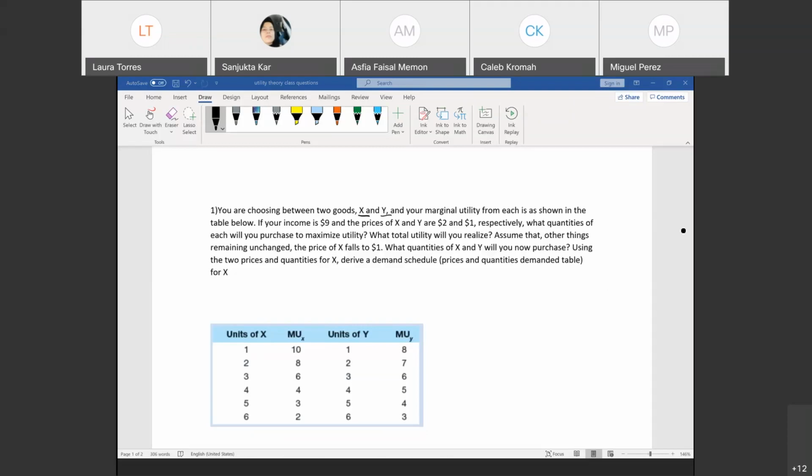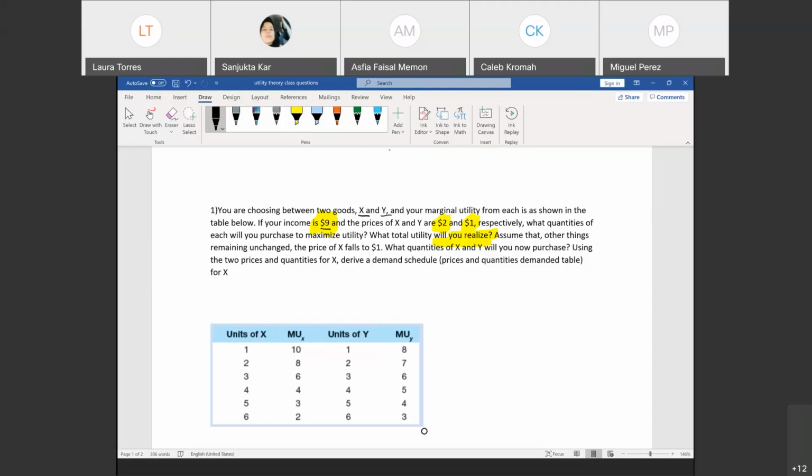So let's see. What else is given to us? I have an income of $9. So this is what I need to keep in mind. Income is $9. Price of X is $2 and price of Y is $1, respectively. What quantities of each will you purchase to maximize utility? What total utility will you receive? All right, so we're going to have questions like this here.